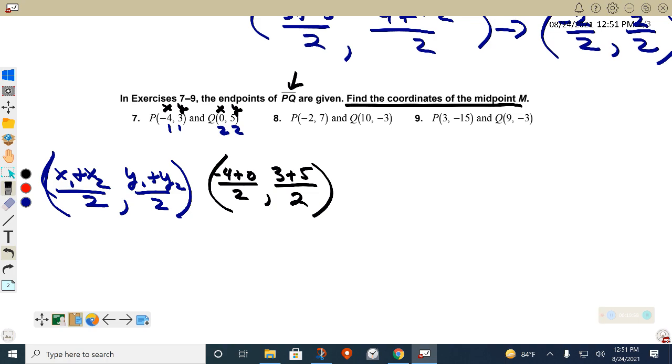So far so good. Now let's simplify. -4 plus 0 is -4. Divide that by 2. 3 plus 5 is 8. Divide that by 2. Let's see what we get in the end. Negative 4 divided by 2 is going to be a negative 2. 8 divided by 2 is a 4. There's our midpoint, ladies and gents. Negative 2, 4.